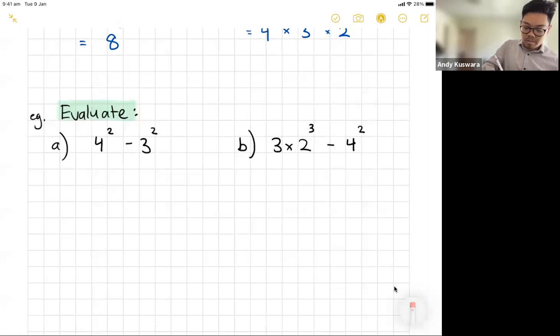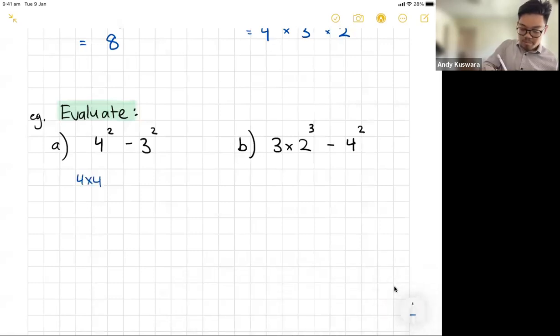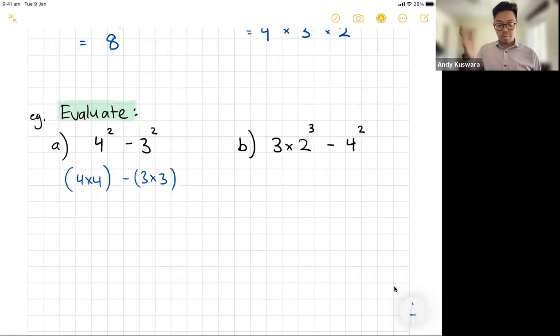We go 4 to the power of 2. That's 4 times 4, and that's in brackets, take away 3 times 3, and that's in brackets, because it's 4 squared take away 3 squared. So that just becomes 16, which is 4 times 4, take away 3 times 3, which is 9. And 16 take away 9 is just 7.